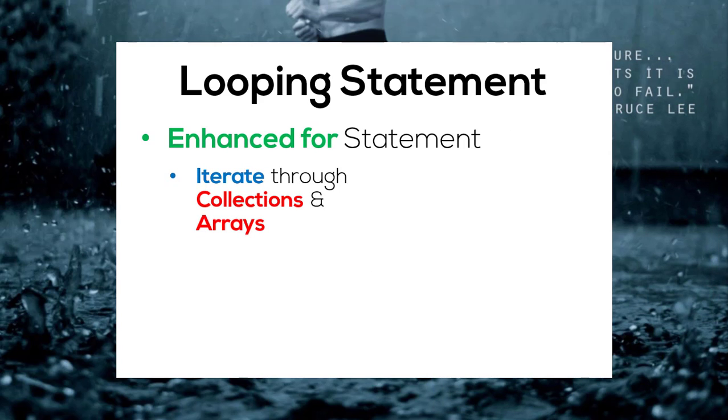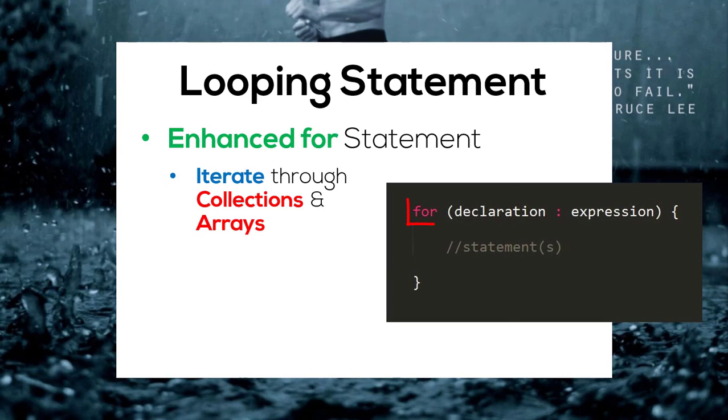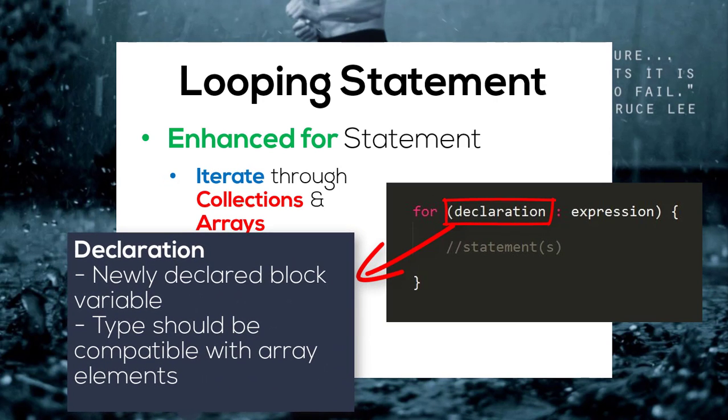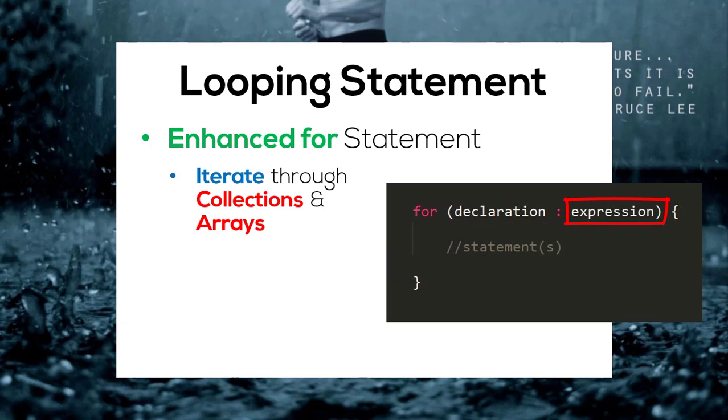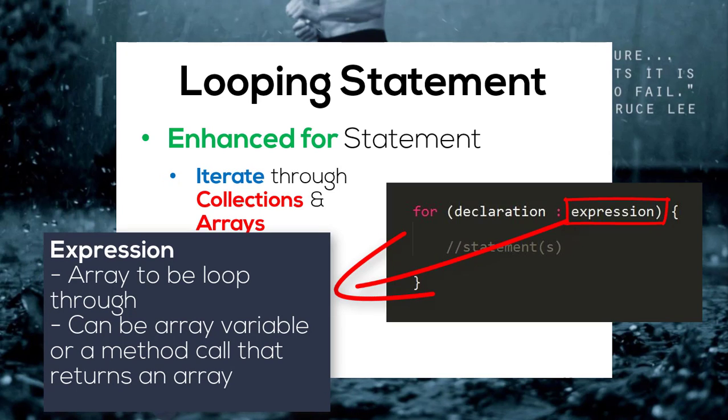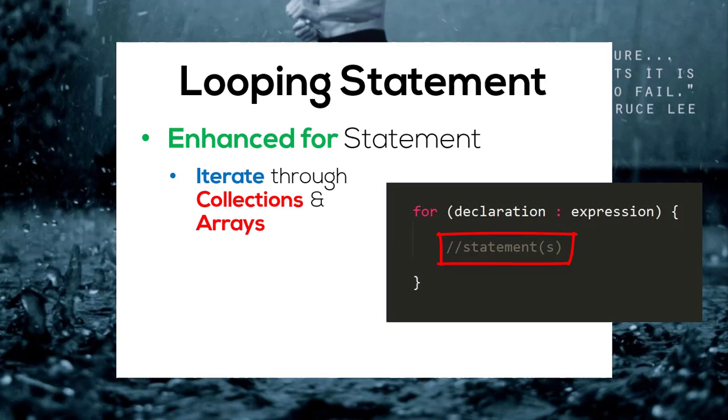What it does is basically to allow us to iterate through collections and arrays, and the structure looks something like this, where we have the for keyword, the declaration, which is the newly declared block variable, and the type should be compatible with the elements of the array that you are accessing. The expression, which is the array that you would like to loop through, and it can be an array variable or a method call that returns an array. And lastly, the statements to be executed.